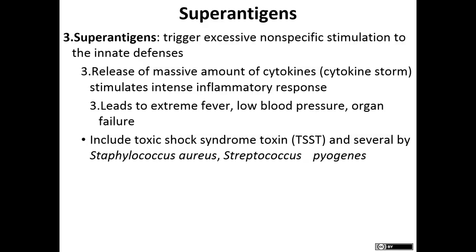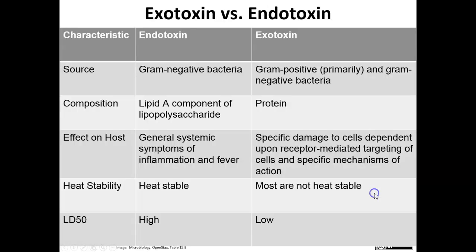So this is similar. I mean, you have an intense inflammatory response. It's similar to endotoxins. But with superantigens, you don't need a lot of the pathogen to cause this. So toxic shock syndrome is an example of a release of this toxin into your system that can kill you just by a small amount of toxin because it is a superantigen and it causes that cytokine storm.